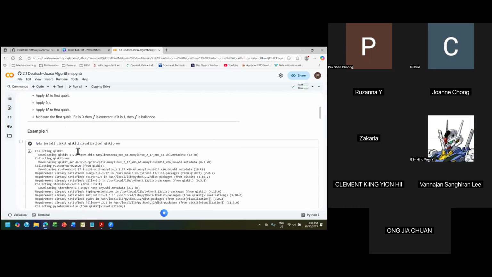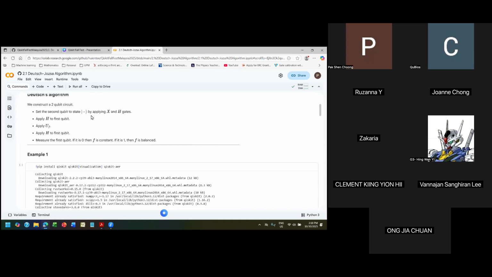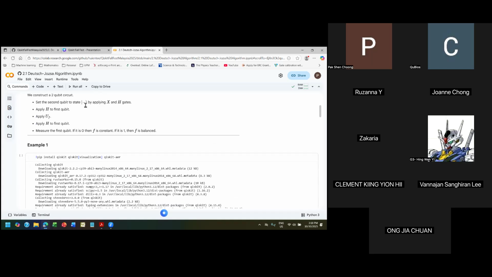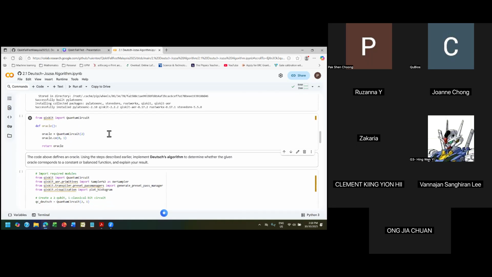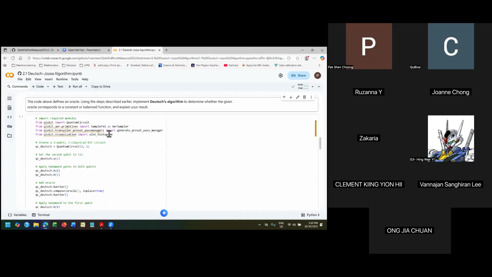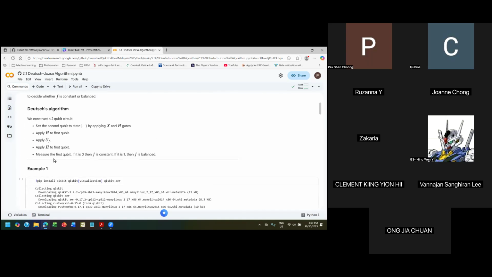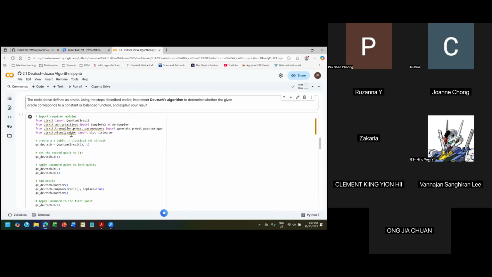So we start by preparing the second qubit to the minus state, which is applying X and Hadamard gates. Initially, both of the qubits are in the 0 state, right? So when you apply the X gate to the second qubit, it becomes the 1 state. Then after that, you apply the H gate, so basically you will have the minus state there. Then the second step is to apply the Hadamard gate to the first qubit. So we will do that in Qiskit.